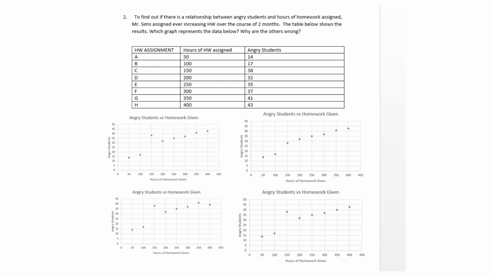So once again, we're trying to find out which graph represents a set of data that we are given, which is basically right here. So I have these different homework assignments that were given, and those aren't actually anywhere on the graph. You won't see A, B, C, or D, or E, or whatever. But what you will see is hours of homework assigned and the number of angry students.